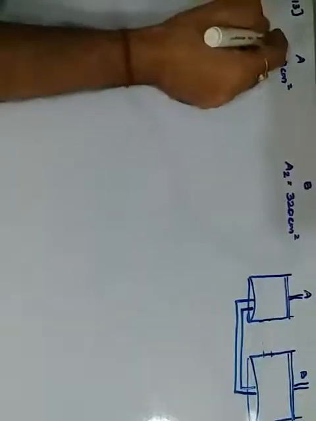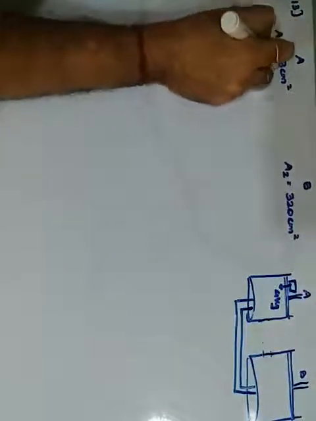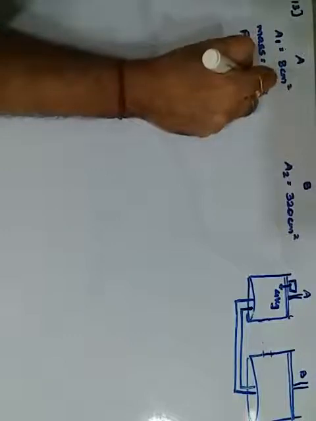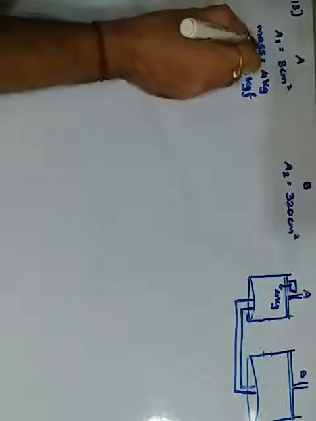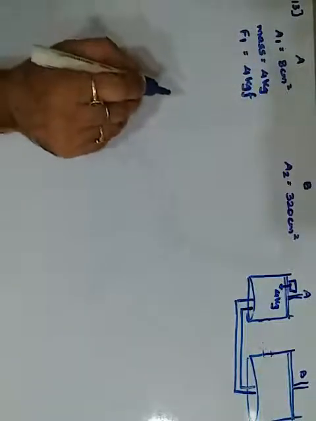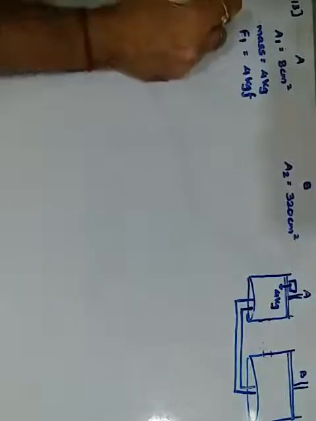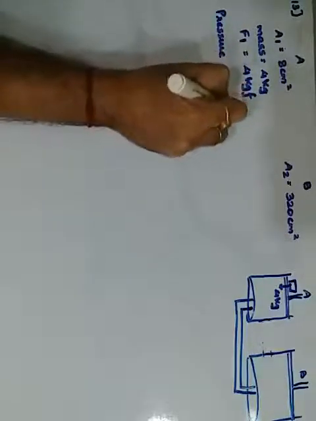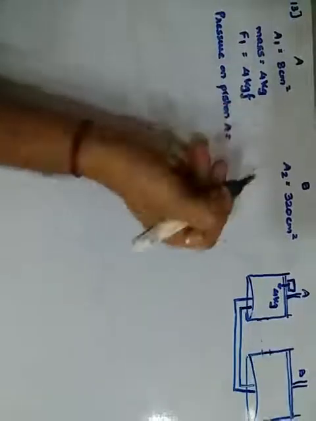When a mass of 4 kg is placed here, a load of 4 kg, the mass is 4 kg. When it is 4 kg, we consider F1 as 4 kilogram force, because force is mass into gravity. Gravity we consider it as 1 and therefore 4 kilogram force. If this much is so, then find the pressure on piston, first one. Here the first one is pressure on piston A.